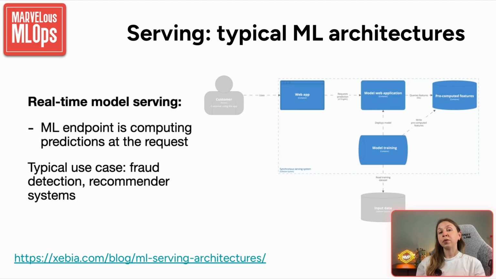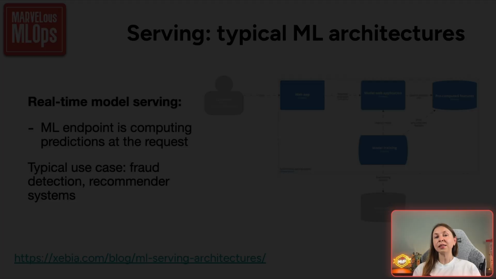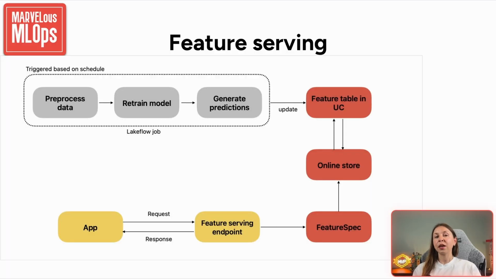Let's now talk about these architectures on Databricks, how they can be implemented there. Let's take a look at feature serving first. In the most simple scenario, you have a Lakeflow job that roughly consists of 3 steps, which is data pre-processing, model retraining, and generation of predictions. It can also be 2 jobs instead, that you retrain your model once per week, but you generate predictions daily. And then, after predictions are generated, we write them to a feature table.